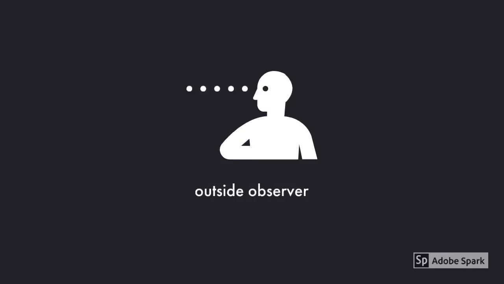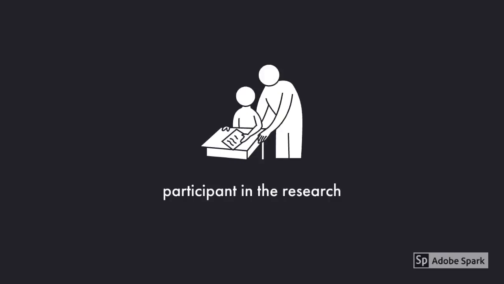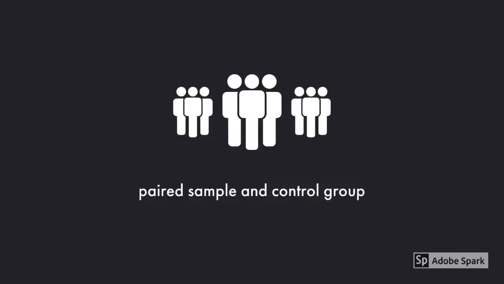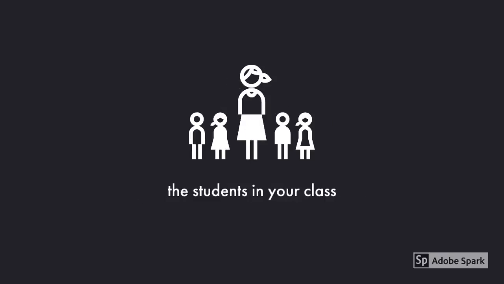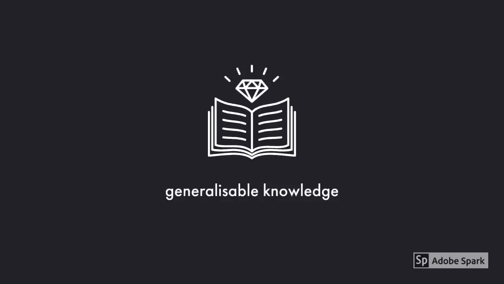In traditional research, the researcher is an outside observer. In action research, the researcher is also a participant in the research. Traditional research is often conducted with a random or paired sample of students and also involves the use of a control group. In action research, the population that is studied is the individuals in the practitioner's context, typically the students in their class.